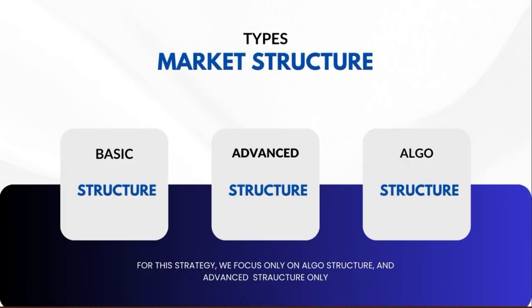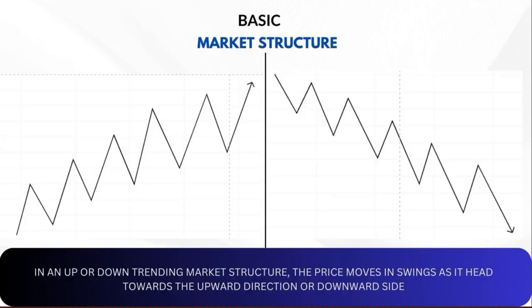First, we are going to be looking at 3 different types of market structure, which are the basic market structure, the advanced market structure, and the algo market structure. So for this strategy, like you can see down here, we are going to be focusing on the algo market structure and a little bit on advanced market structure. All right. So first, we are looking at basic market structure.